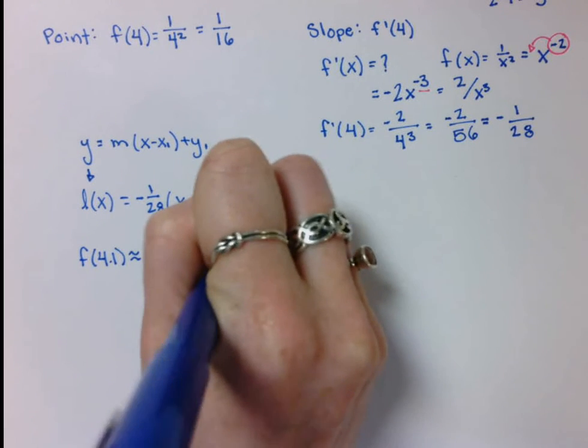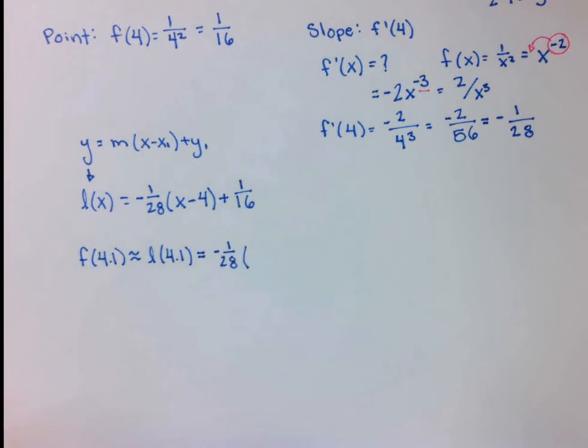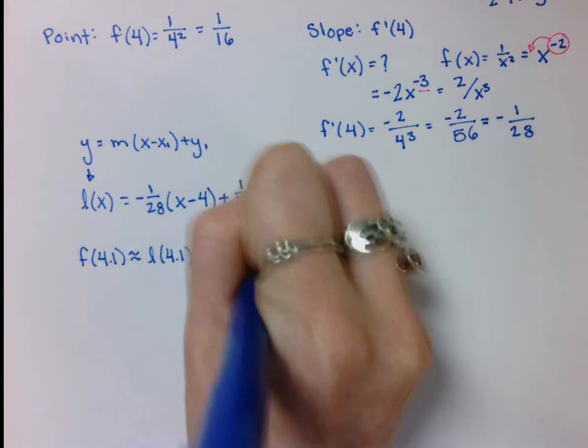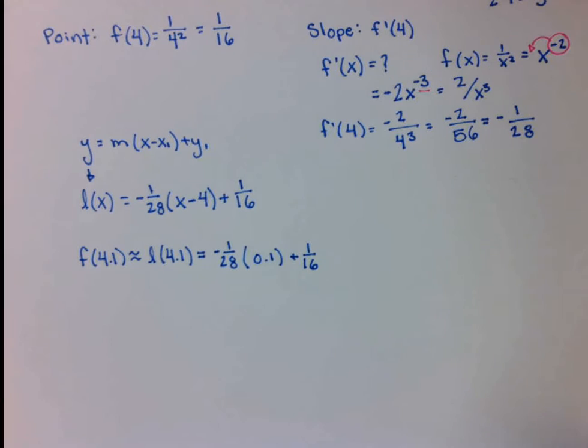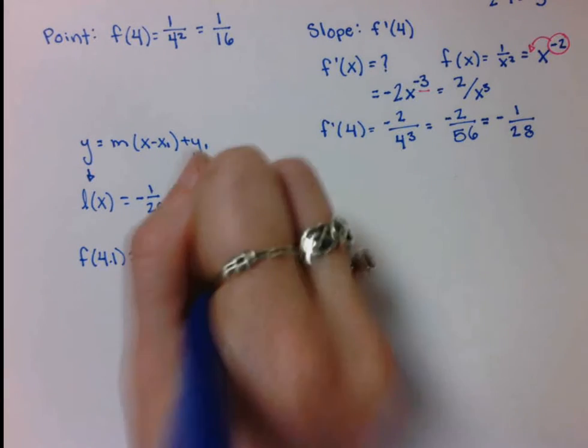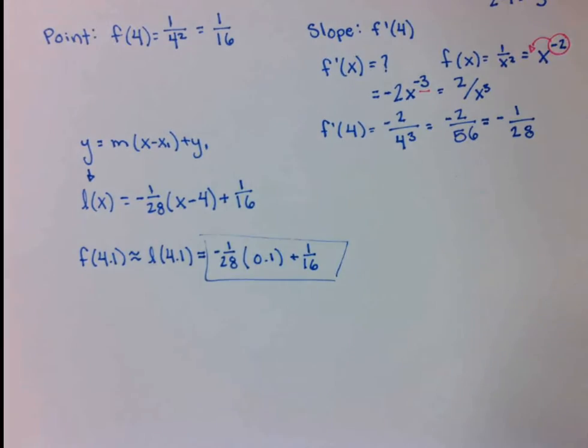Negative 1 over 28. What's a 4.1 minus 4? 0.1 plus 1 over 16. If this were a free response, what should we do? Box it. Stop. You're done. You can box it if you want, but it's recommended that you don't box your answers.